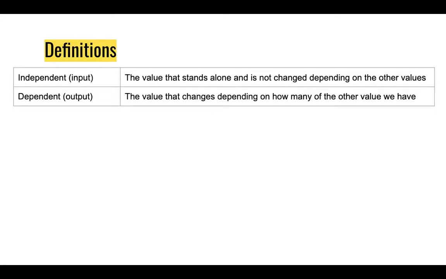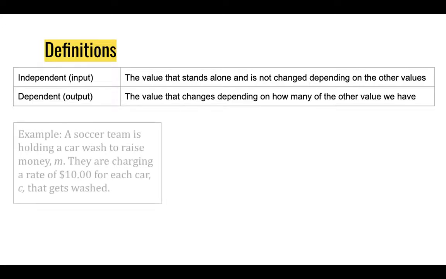Here are the definitions that you should remember. The independent variable, also sometimes called the input, is the value that stands alone. It doesn't change depending on the other variables because we, as the scientist or the mathematician, have control over it. The dependent variable, or the output, is the one that changes based on the independent variable.